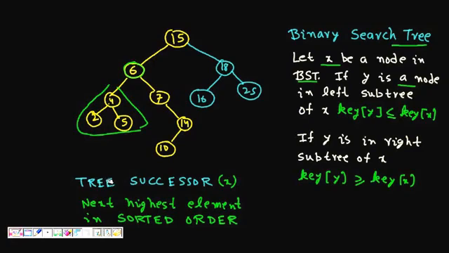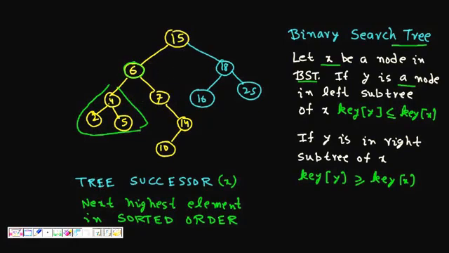Next, we want to find the tree successor of a given node. So tree successor means what? If the value of this node is 6 and we want to find its successor, then we must find which node in the given binary search tree is just higher than this 6. Okay, so that's what you need to find. In this one we see for 6 the next higher value in BST is 7. So you have to find that. So for example, what will be the tree successor of 15?